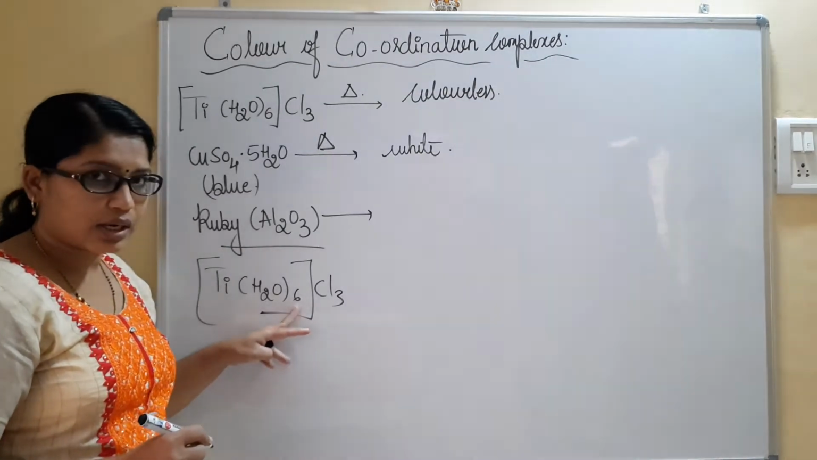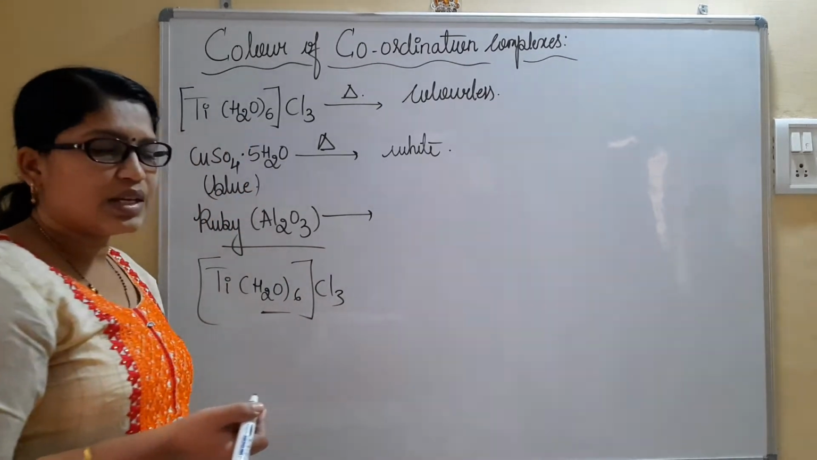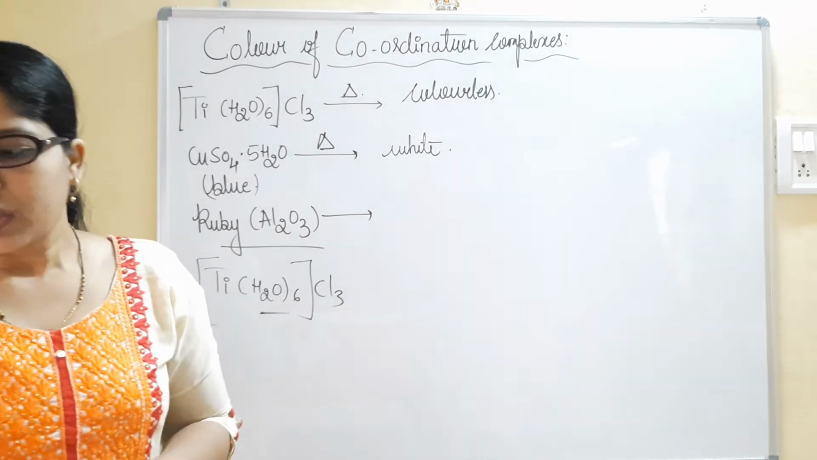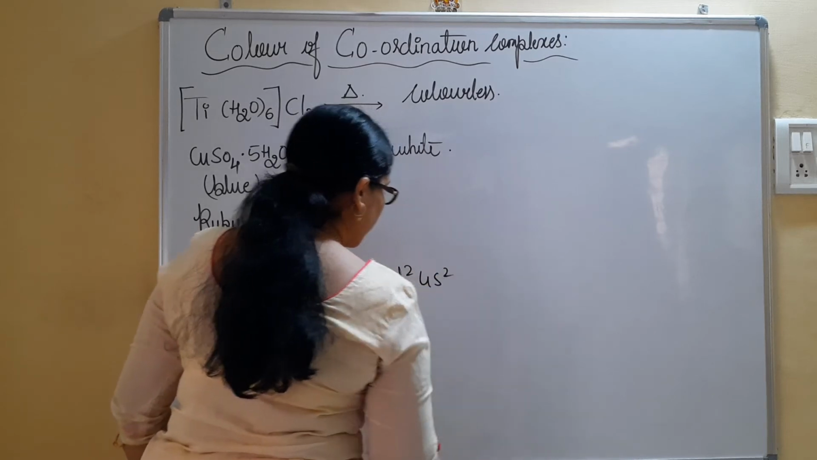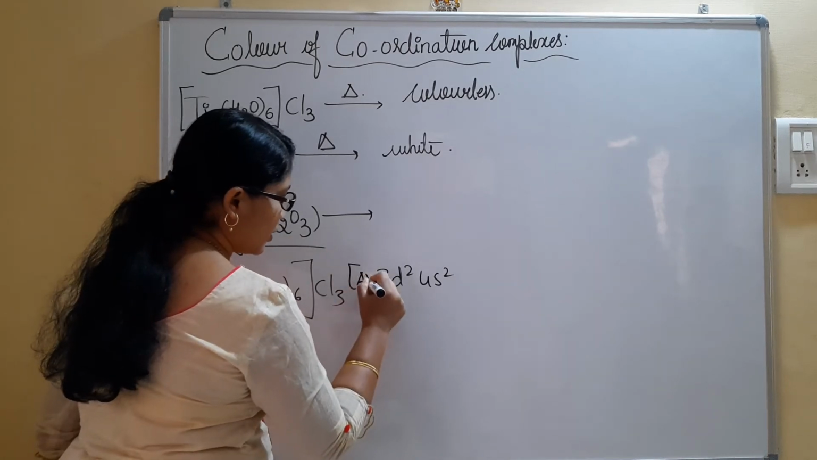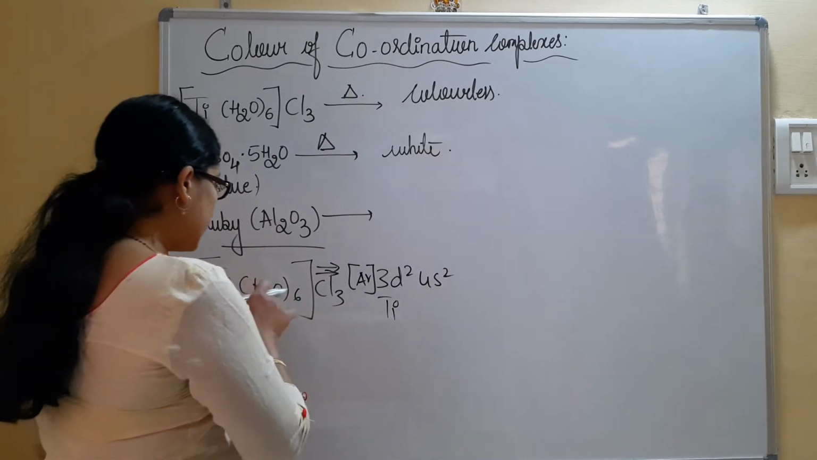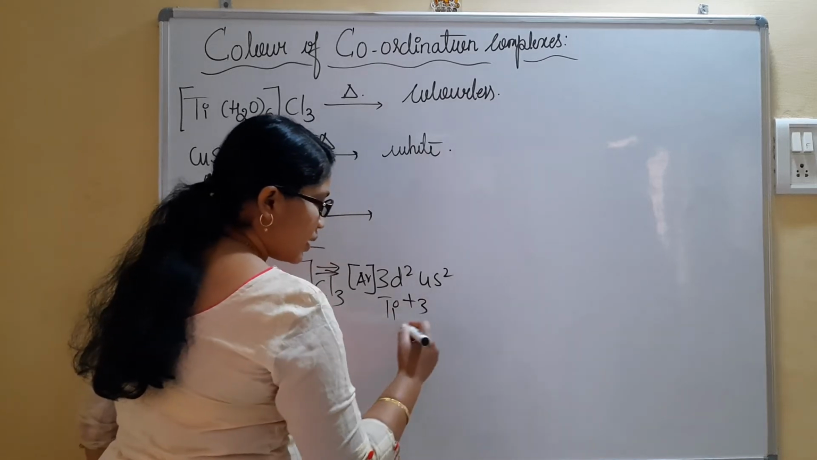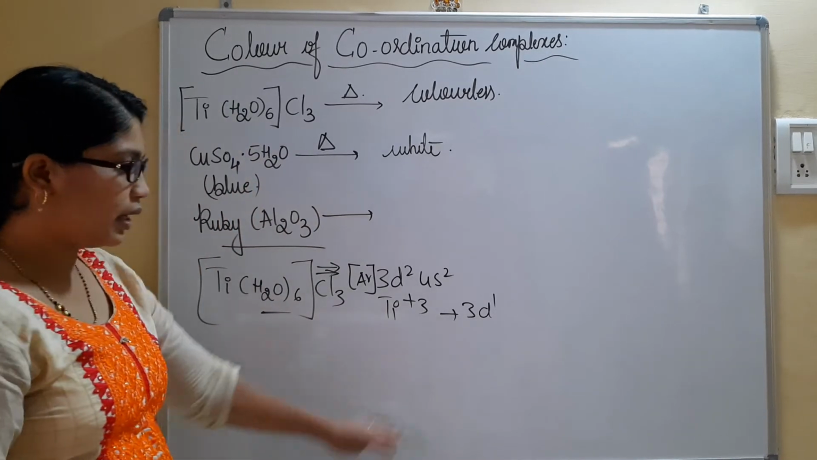There are 6 ligands approaching. Titanium, we know that it comes after scandium, titanium is the next number. 3d2, 4s2 will be the configuration for titanium. 3d2, 4s2 is the configuration, right? I am explaining for this complex. Now, in this case, titanium is present in the +3 oxidation state. +3 oxidation state in the sense we are left with only 1 electron in d.